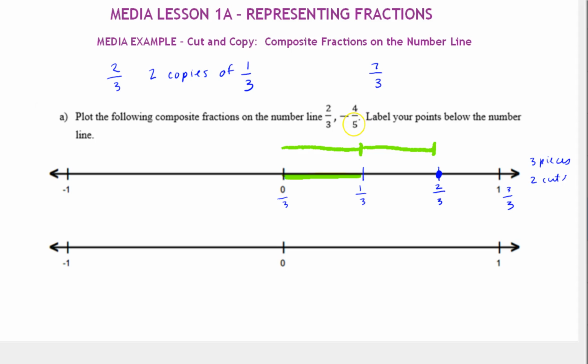Let's look at the next one, -4/5. So we need 5 pieces because the denominator is 5. So that means we're going to use 4 cuts. And we need to do this between 0 and -1. And I'm going to guesstimate it to be about that, 2, 3, 4 cuts. Okay, now notice I didn't do the best job here, and I'm glad that you saw this. I'm going to redo this.